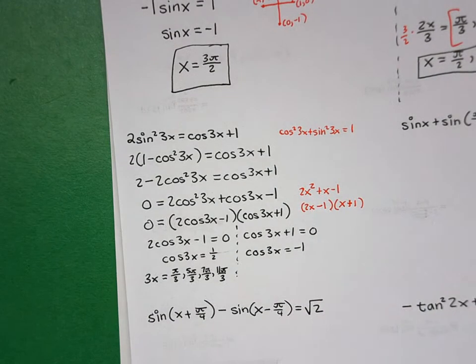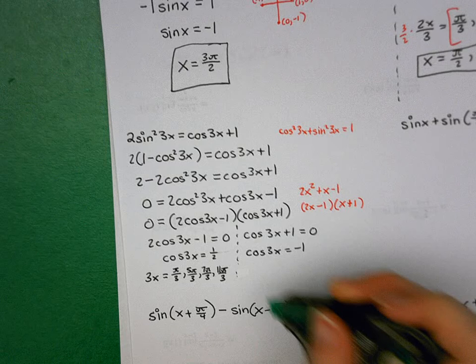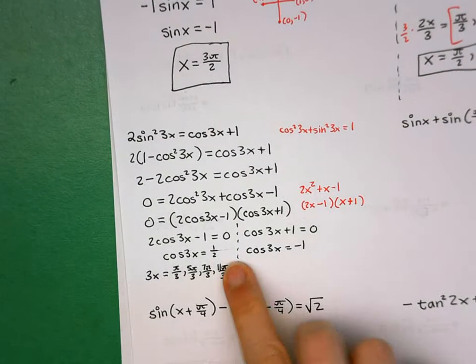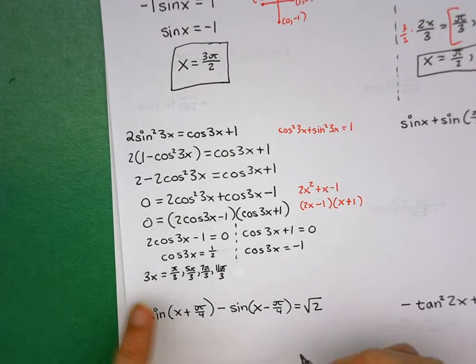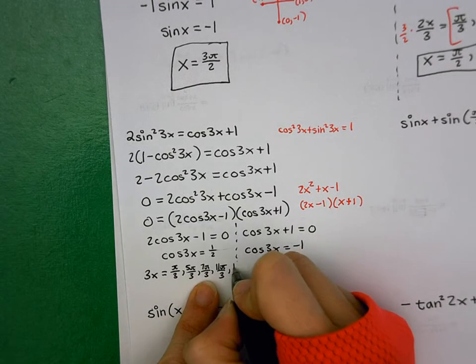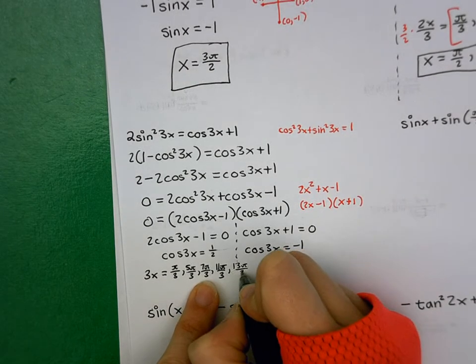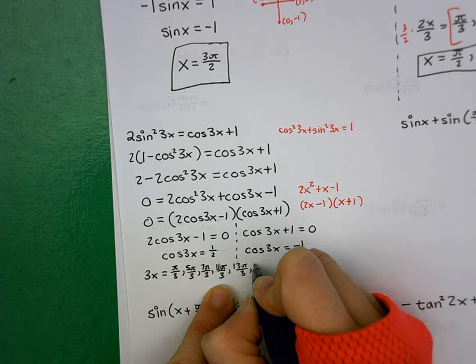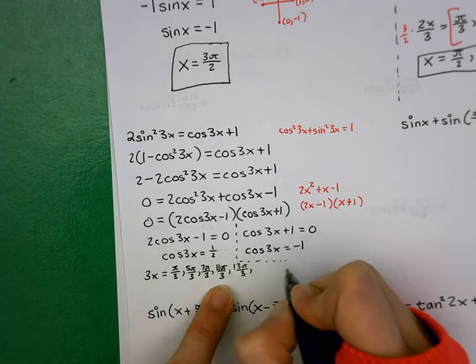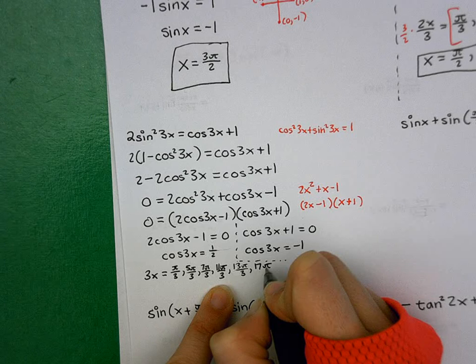A little bit more space, let me get some white out. Adding 2 pi to the 7 pi over 3, we're looking at 13 pi over 3. And 2 pi to 11 pi over 3, we're looking at 17 pi over 3.